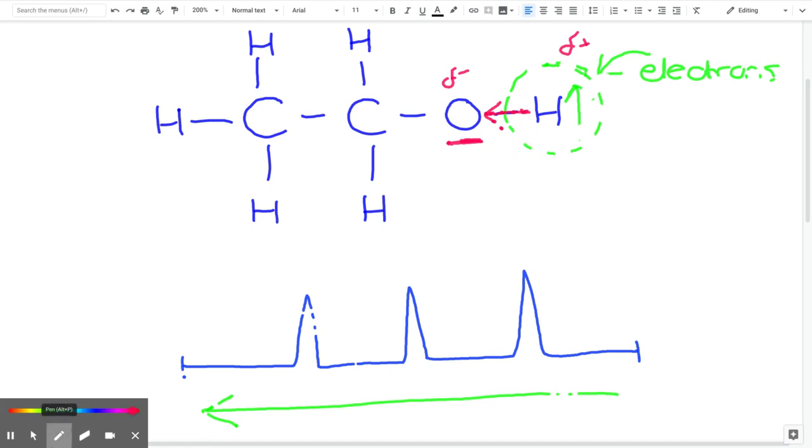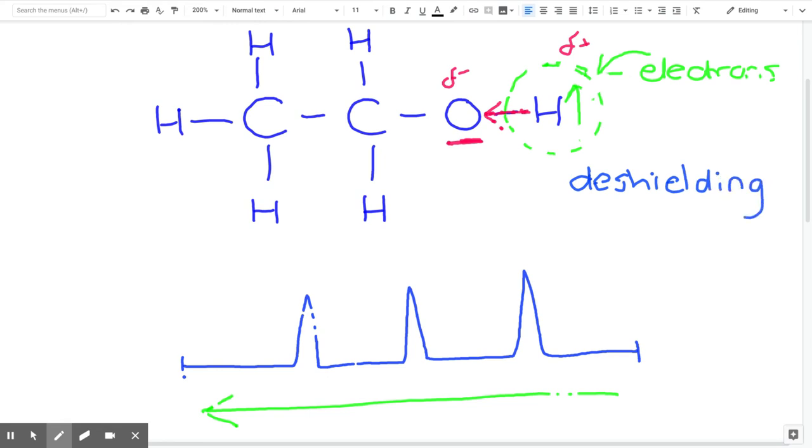That is going to do what's called de-shielding. This hydrogen is going to be de-shielded. De-shielding of a proton pushes the peak towards the left-hand side of the spectrum. So the hydrogen attached to the oxygen, which is the most electronegative, is the most de-shielded proton in that molecule. This corresponds to the left-hand peak in the low-resolution spectrum of ethanol.